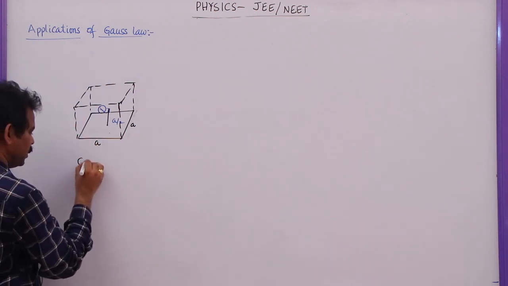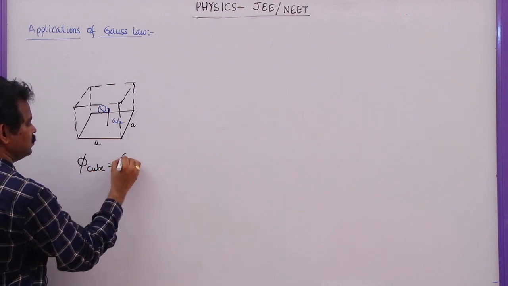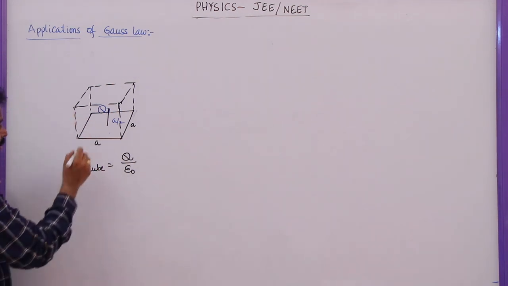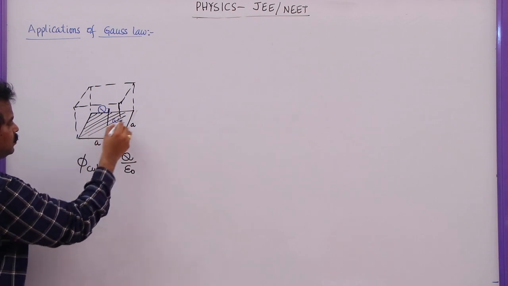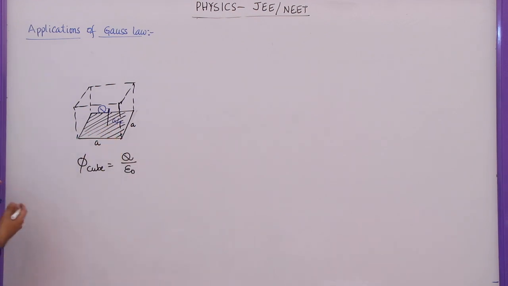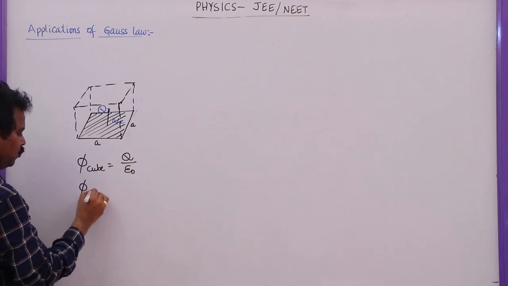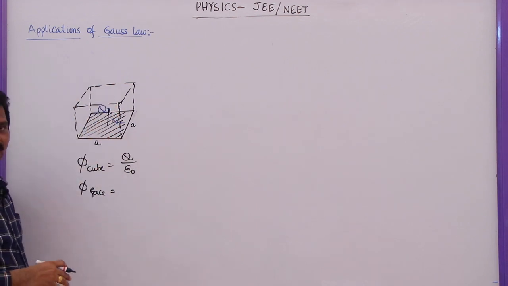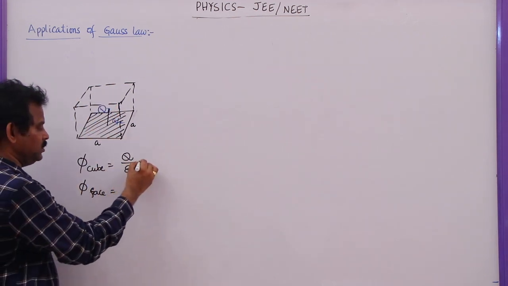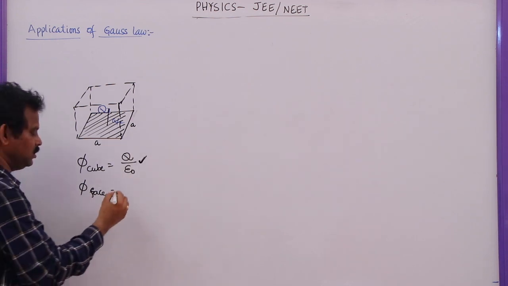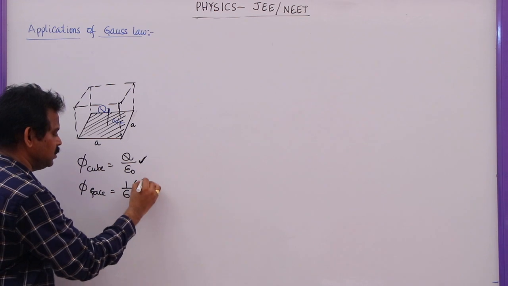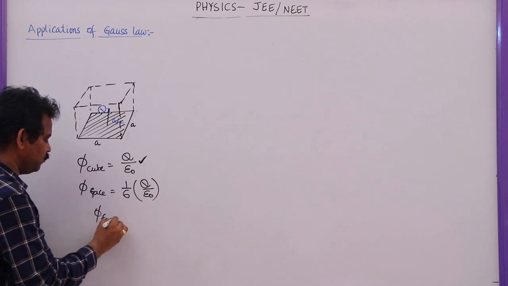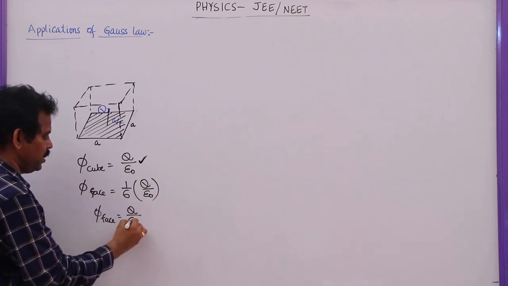Now what is the total flux through the cube? That is the charge enclosed divided by epsilon naught. This is the total flux through the cube. But I want to find the flux passing through only this bottom face of the cube. So the flux through one face is given by: how many surfaces are there in a cube? We have a total of 6 surfaces. So the total flux will be divided into 6 parts, which is 1 by 6 times the charge enclosed by this cube divided by epsilon naught. So the total flux through this face is given by Q by 6 epsilon naught.